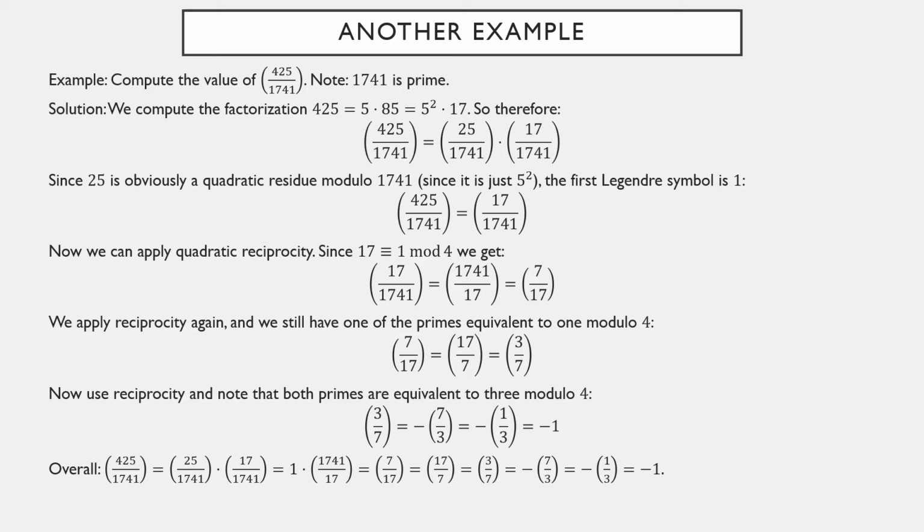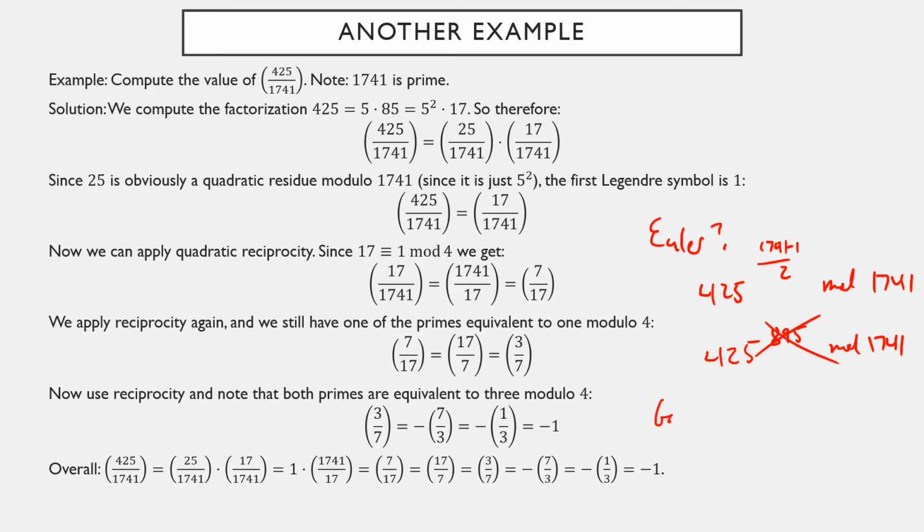No, it isn't. Now, if this is the first or second time you've seen this, this looks fairly complicated, but observe what we didn't have to do. If I applied Euler's method, what would I have had to compute? I would have had to compute 425 to the (1741 minus 1) over 2 and reduce that modulo 1741. In other words, I would have had to compute 425 to the 1740 over 2, which is 895. Man, I don't want to do that.